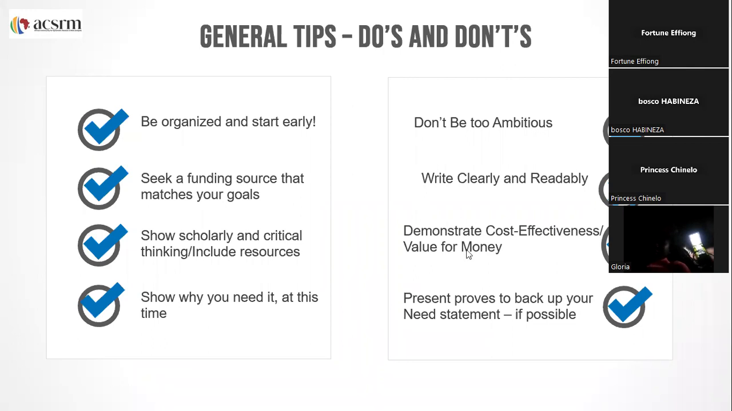So demonstrate cost effectiveness or value for money. For example, if your project is a project of 5,000, then please don't request 10,000. Two things you can do: scale up your project to 10,000. If you know you don't have the expertise to scale it to 10,000, then just request 5,000. Because RSTMH is funding 10,000, for example, doesn't mean you have to. I'm using RSTMH too much.